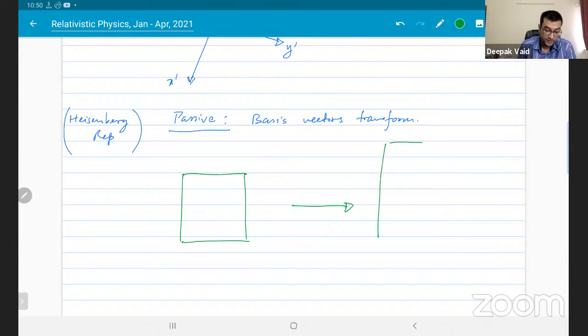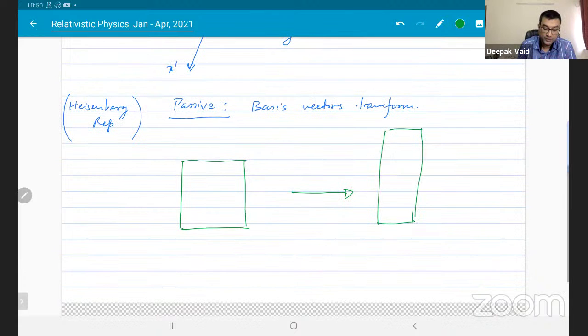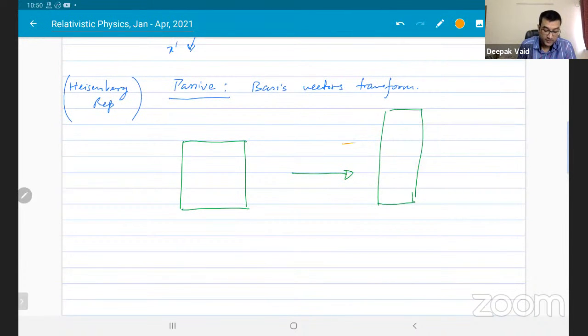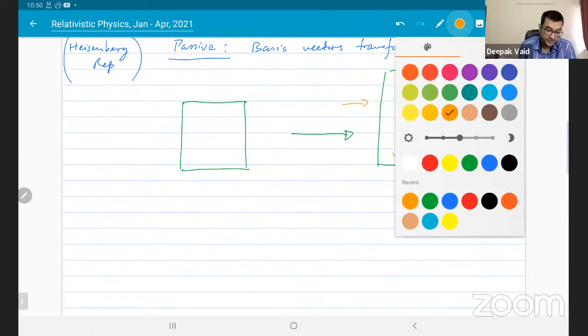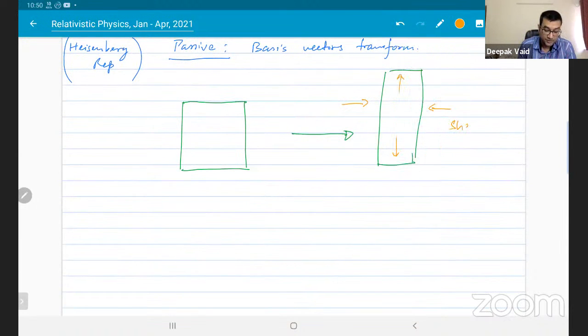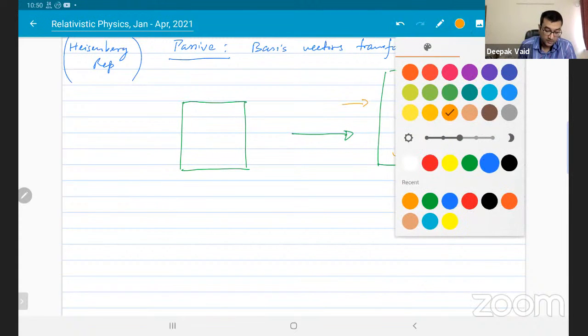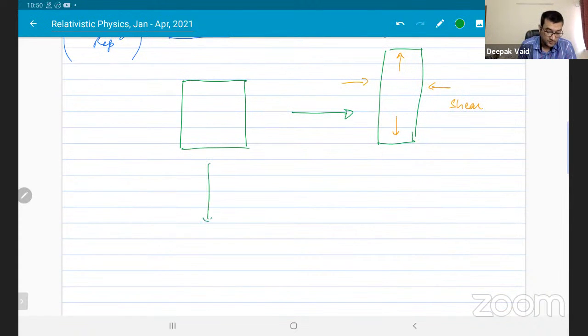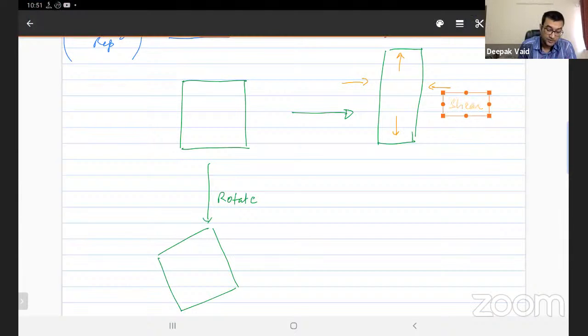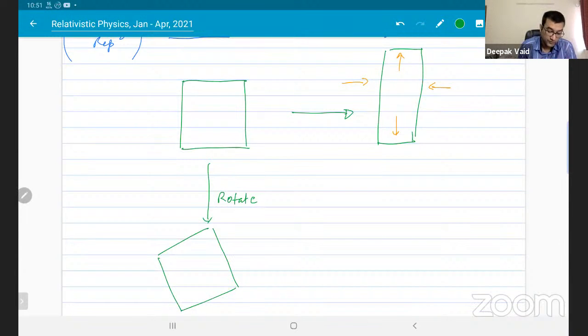You can squeeze it like this, right? It's being squeezed in one direction, expanded in another direction. This is called a shear. You can rotate it while keeping all the dimensions the same. No, sorry, this is not called a shear. I'm getting my words confused.